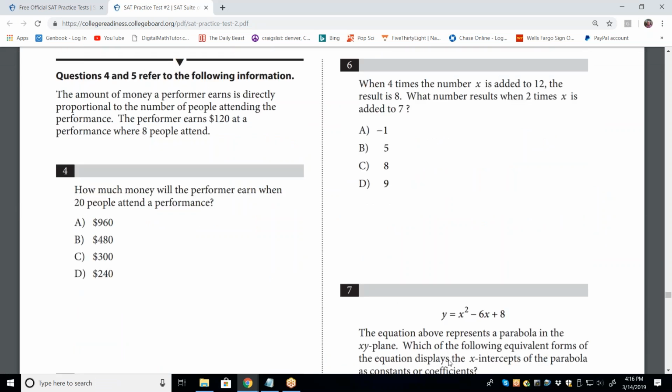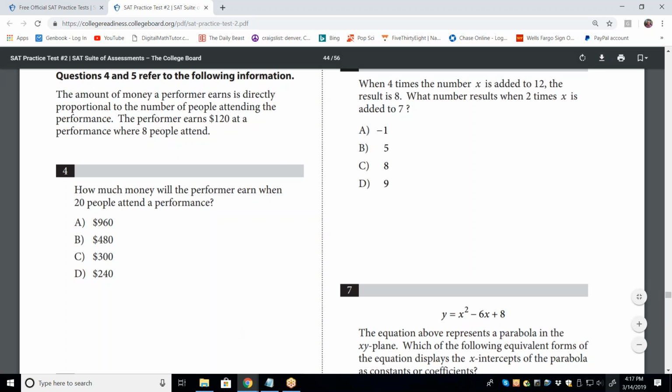All right, now we're probably getting into the more medium questions. This one I might have to minimize so you can see it, but let's start with number 4. Number 4 and 5 are based on that statement up there. Okay.